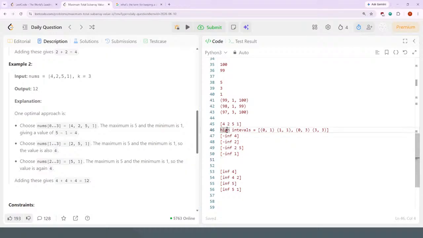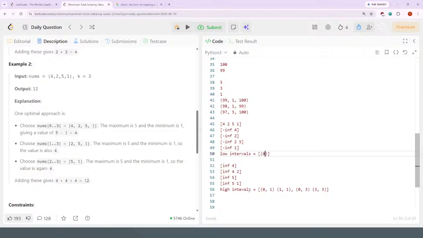And if this is the high intervals, then the low intervals should be: 4 is going to be the lowest from 0 to 0. 2 is going to be lowest from 0 all the way to 2. 5 is low from 2 to 2. And 1 is lowest from 0 to 3.